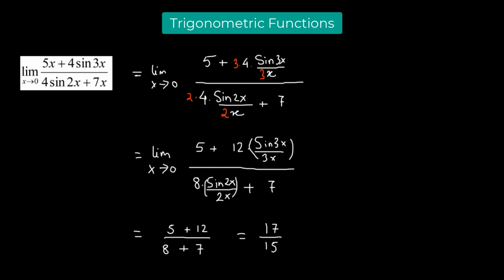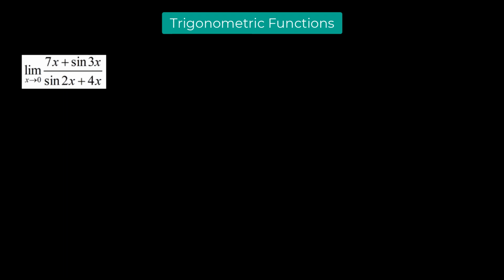Let us do another problem. So here we have the trigonometric function 7x plus sine 3x divided by sine 2x plus 4x. So we have to find its limiting value when x approaches 0. So like the previous problem, we are going to divide both numerator and the denominator by x. So we have 7x over x, which is going to give us 7, plus sine 3x over x, whole divided by sine 2x over x plus 4x over x, which is going to give us 4.